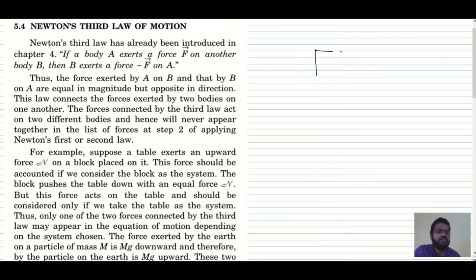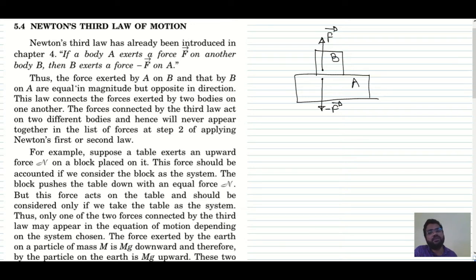Right, so if you consider two bodies, if this is A and this is B, and body A exerts a force of F bar, then body B will exert the same force but in the opposite direction, that is minus F bar, right. As you can see over here, this F bar and this F bar are the same in magnitude, only the direction is different. Thus the force exerted by A on B and that by B on A are equal in magnitude but opposite in direction. This law connects the forces exerted by two bodies on one another.